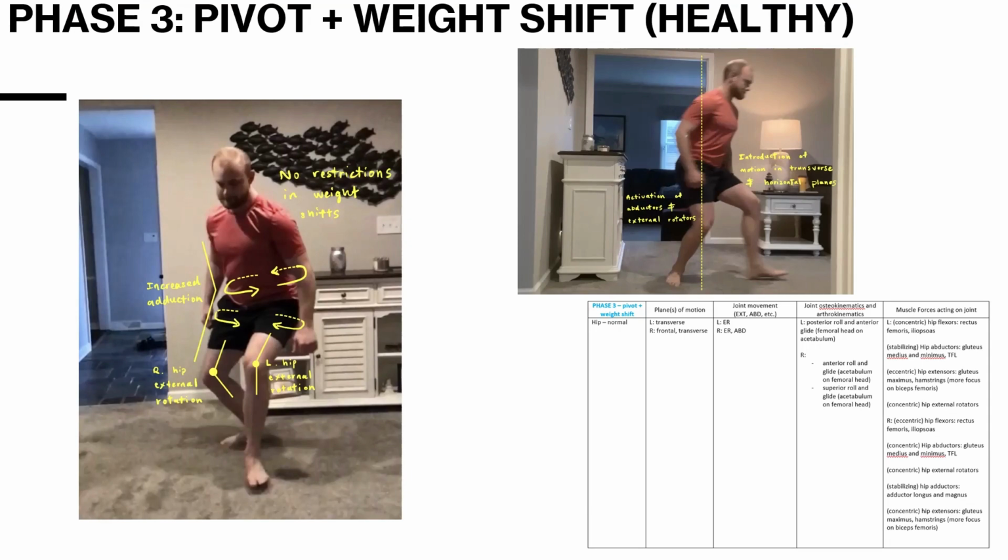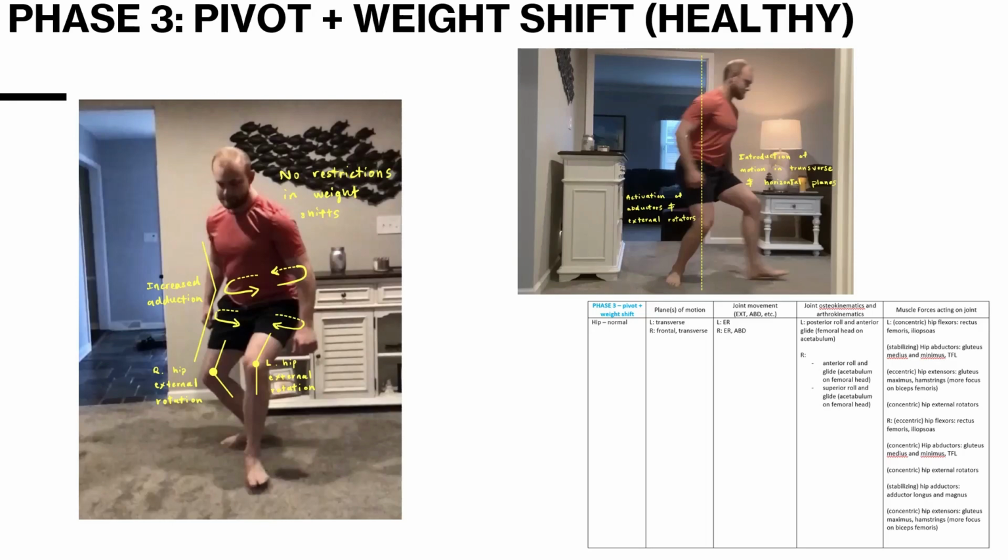Since the left leg is turning to the new direction, the left hip has to perform external rotation to make the turn possible. The motion is in open chain because the distal end of the extremity is not on the ground. The femoral head is rolling posterior and gliding anterior on the acetabulum.